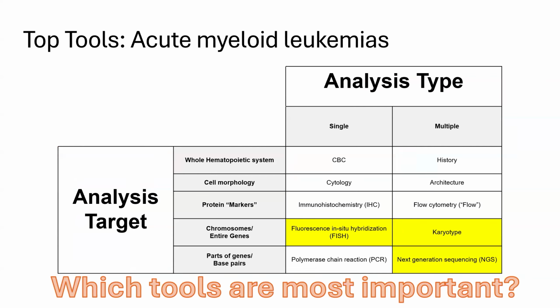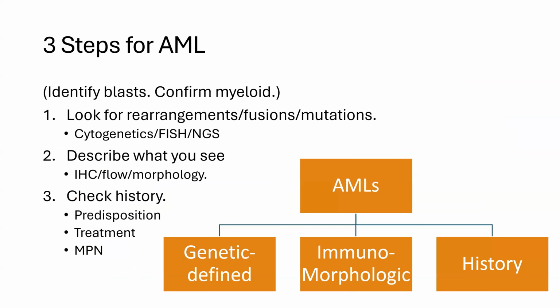With this in mind, as we consider the top tools for acute myeloid leukemias, I would say the most important tools are fluorescence in situ hybridization, or FISH, the karyotype, and next generation sequencing, so we can pull out the genetically defined acute myeloid leukemias. Putting this into a step-by-step process, after you identify blasts and confirm that they're myeloid, showing that you're in the world, or the continent, of acute myeloid leukemias, step one, look for rearrangements, fusions, or mutations. These will be found in your cytogenetics report with karyotype, the FISH report, or next generation sequencing report.